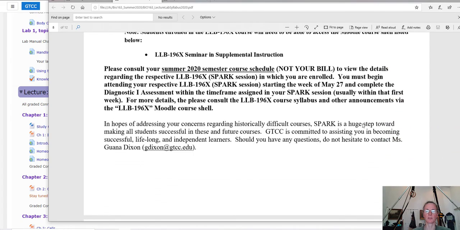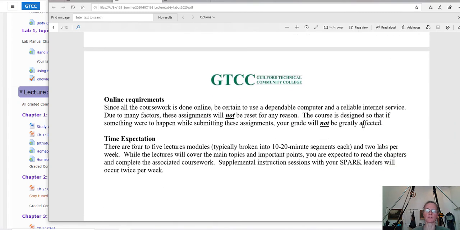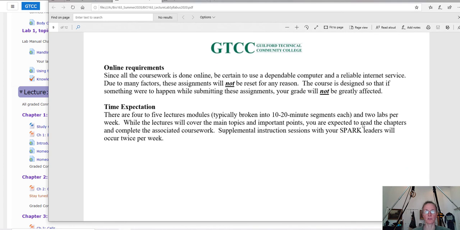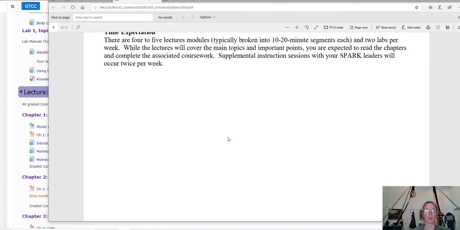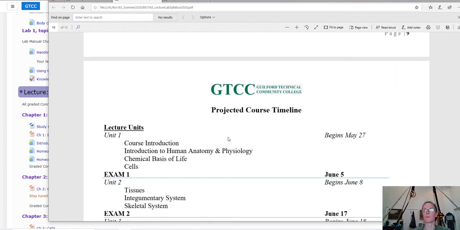And as you know, Guana Dixon is your Spark coordinator. And then we have 2 Spark leaders for this class who will be guiding you twice a week in Spark sessions where we can review the material that you see in the course. Now, you are expected to spend a lot of time in this course, obviously, because it's a very intense course and it's taking place in half the time that we would usually do it, so 8 weeks instead of the 16 weeks. So a lot of that has already been outlined in the discussion about the course modules.